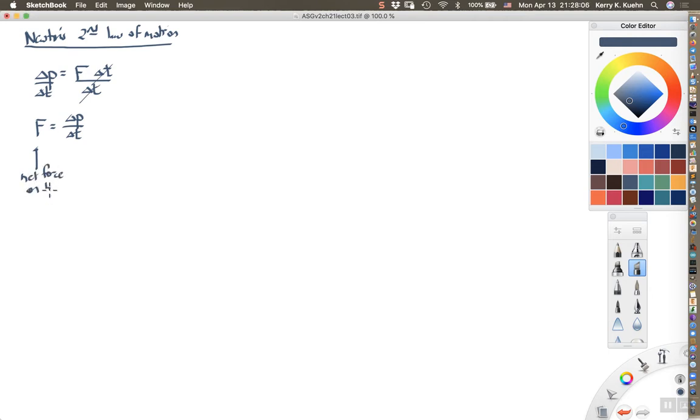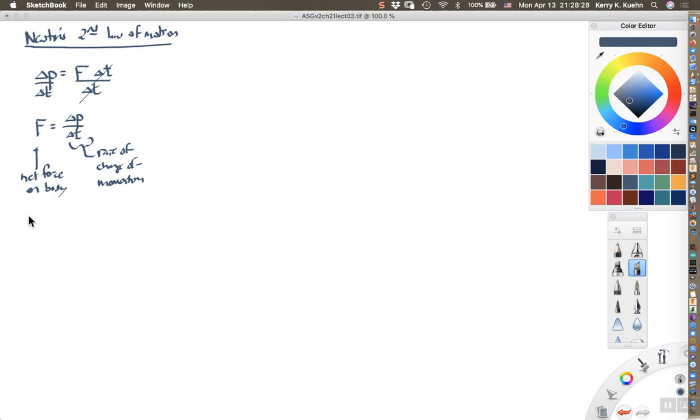on the body. And this side here, we can think of as the rate of change of momentum. So the bigger the force, the more rapidly the momentum changes. So it's a change in momentum during a time interval. So force is delta p over delta t.